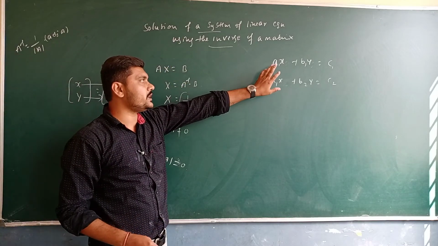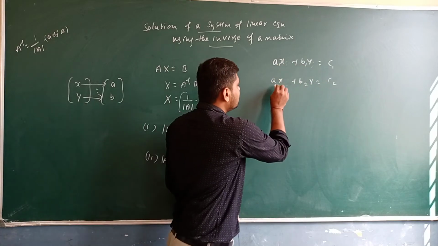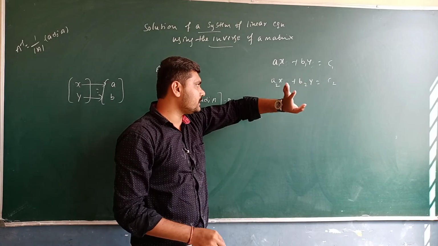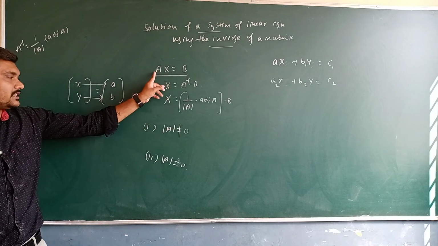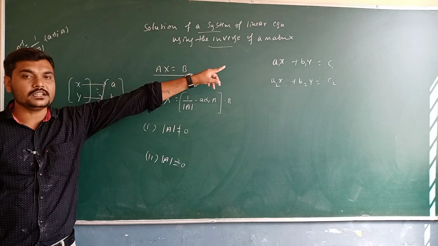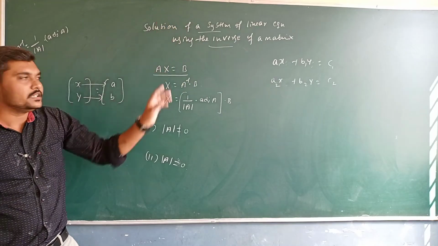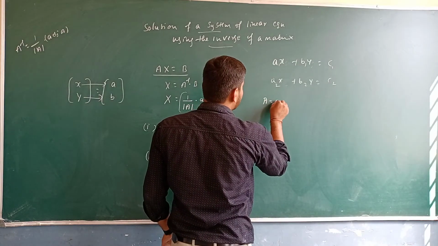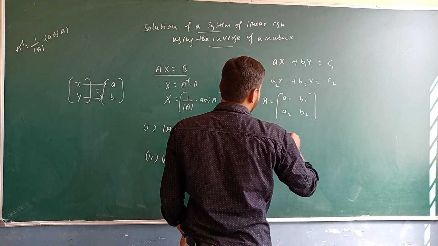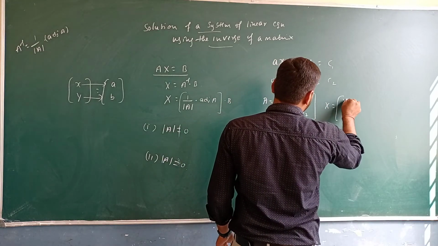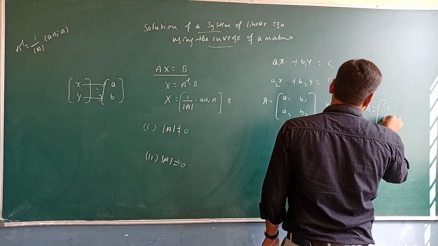Suppose the equations given to you are a1x plus b1y is equal to c1 and a2x plus b2y is equal to c2. So how do we convert them into this form? A is the matrix, x is the given unknowns that we need to find out, and b is equivalent to c1 and c2. So A is the matrix a1 b1 a2 b2, x is the unknowns x y, and b is c1 and c2.